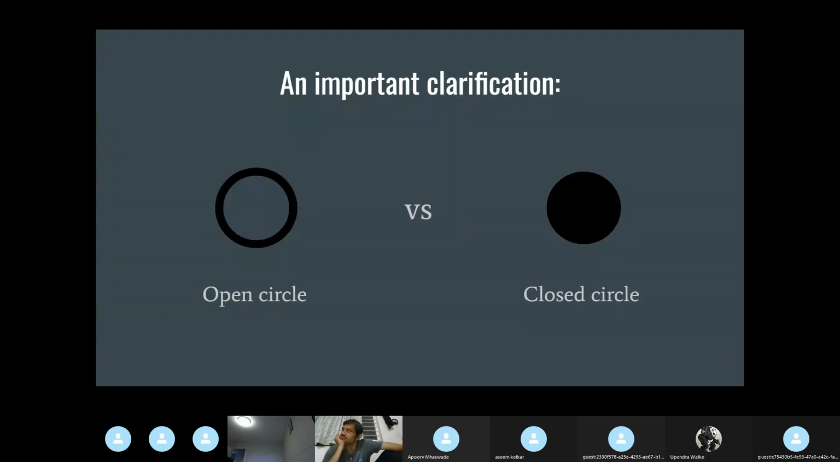Basically, however close you get to the point with the circle, say point P, you'll have a point that's on the graph, but point P itself will not be on the graph because it's an open circle. But with a closed circle, we know that point P is on the graph. It's defined by the graph.